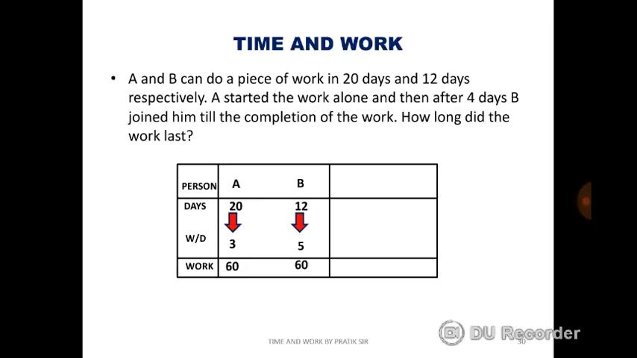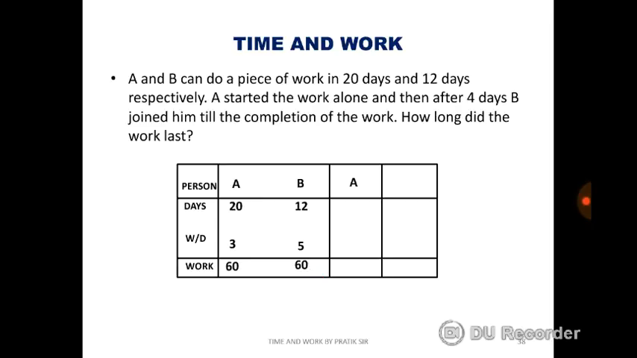So it is again clearly the example of pens. Here A makes 3 pens per day and works for 20 days. That's why he'll make 60 pens. Similarly, B is making 5 pens per day, works for 12 days. So he'll make 60 pens. It is given that A started the work alone and after 4 days B joined him. So for 4 days A is working alone.